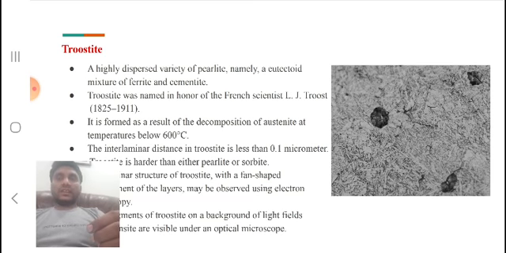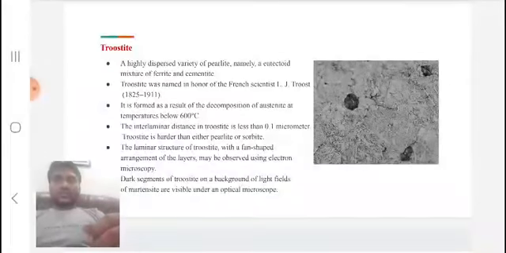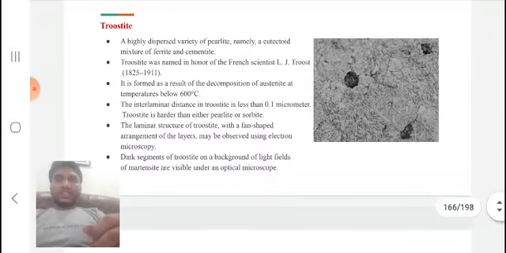The interlamellar distance in trustite is less than 0.1 micrometer, whereas in sorbite it is 0.2 micrometer, and in perlite it is from 0.5 to 1 micrometer. So that is the difference. The laminar structure of trustite with a fan-shaped arrangement of the layers may be observed using electron microscopy. Dark segments of trustite on a background of light fields of martensite are visible under an optical microscope.